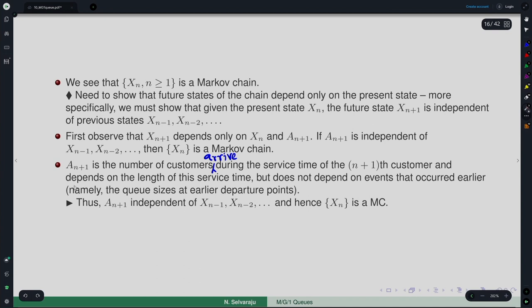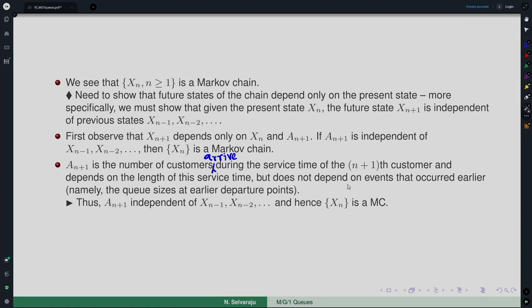Because of those properties, a_{n+1} depends only on the length of the service time, but does not depend on the events that occurred earlier, which means the queue size at earlier departure points. Whatever the duration in the past, the number of arrivals in an interval of length t depends only on the length t, not on where this interval is positioned. So what has happened before the nth departure, what the size was and what the duration was, has no impact on the number of customers who are going to arrive during this period. That is the independent increment property. And where this interval is positioned does not matter because of the stationary increment property; it is just the length of the interval that is required. Hence a_{n+1} is independent of x_{n-1}, x_{n-2} and so on.